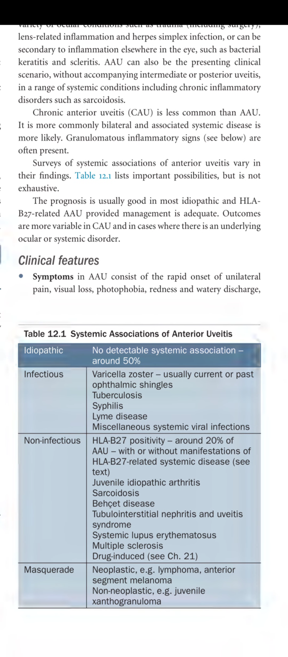Surveys of the systemic association of anterior uveitis vary in their findings. Table 12.1 lists important possibilities but is not exhaustive. The prognosis is usually good in most idiopathic and HLA-B27 related AAU, provided management is adequate. Outcomes are more variable in chronic anterior uveitis and in cases where there are underlying ocular or systemic disorders.